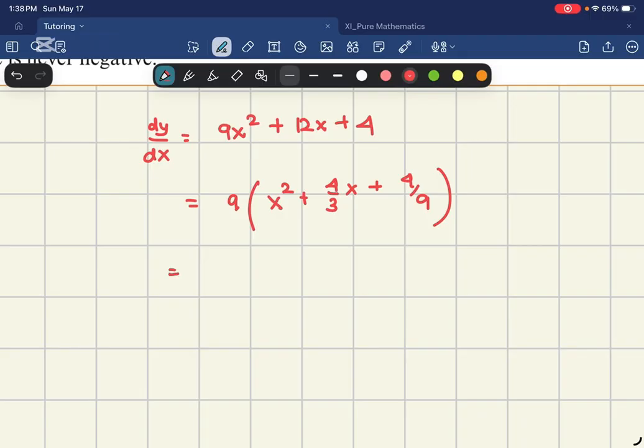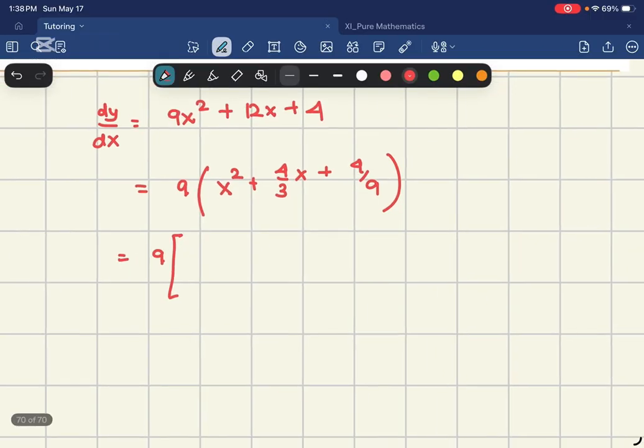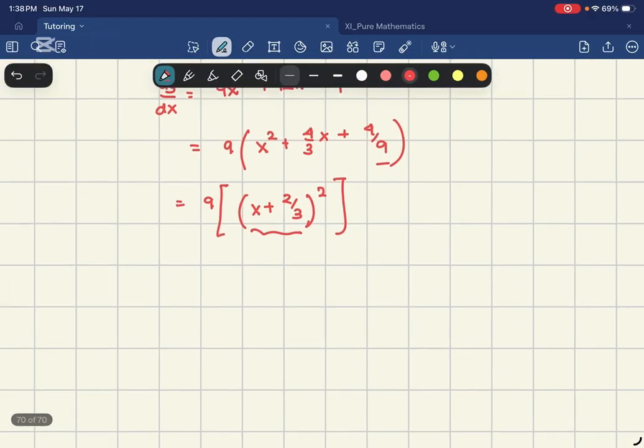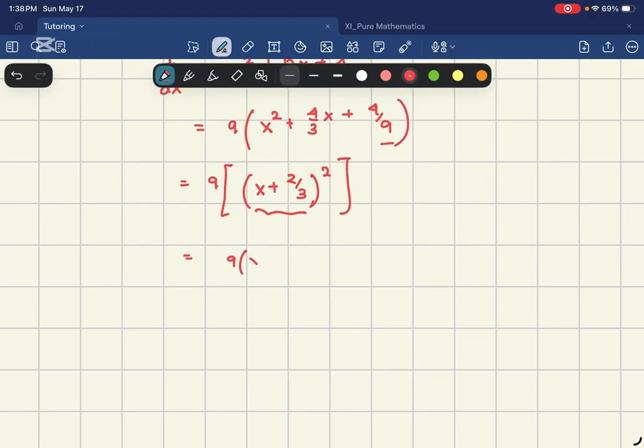So now let me complete the square. Right? It's going to be x plus 2 over 3 squared. Yeah, basically it's just this expression, right? So if you expand this, I think you will get this expression. x squared plus 4 over 3x plus 4 over 9. Yeah, pretty much. So now I have 9 times x plus 2 over 3 squared.